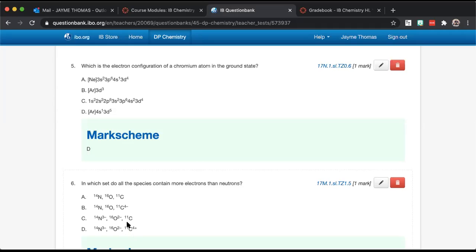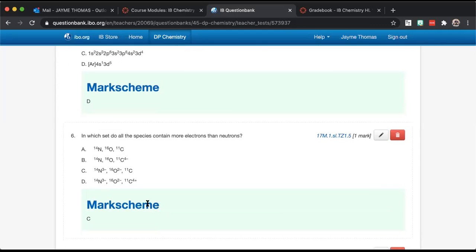If we look at D for the carbon, it would be 5 for the neutrons if we subtract, but then there's a charge of positive 4. So that means it's lost 4 electrons. So that means that instead of 6, it's only going to have 2. So it can't be D, because the carbon does not have more electrons than neutrons. So it should be C.